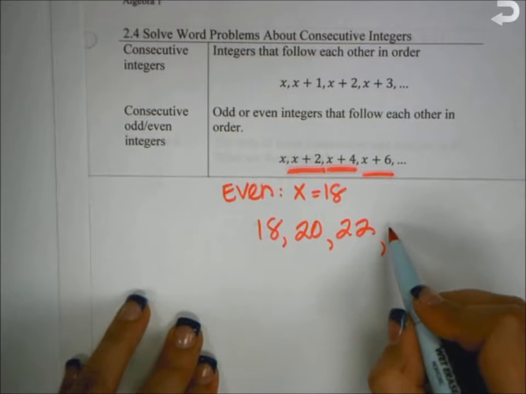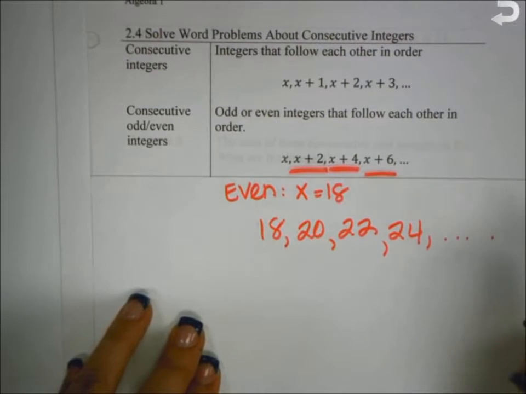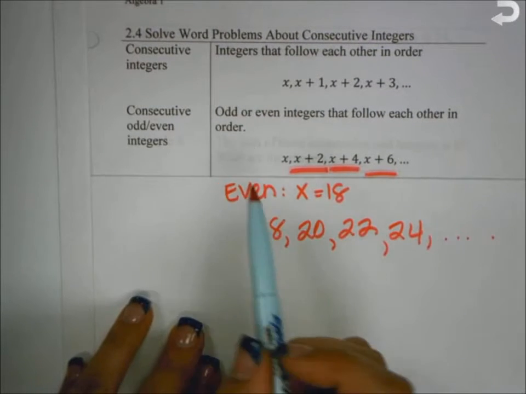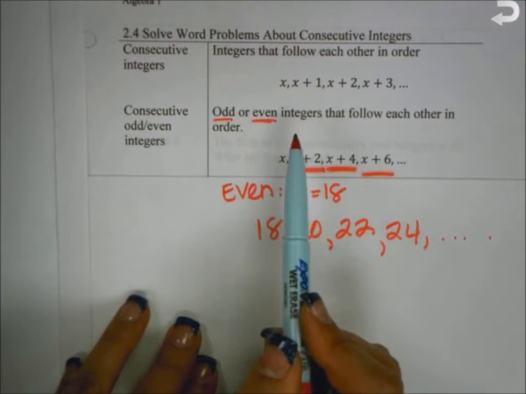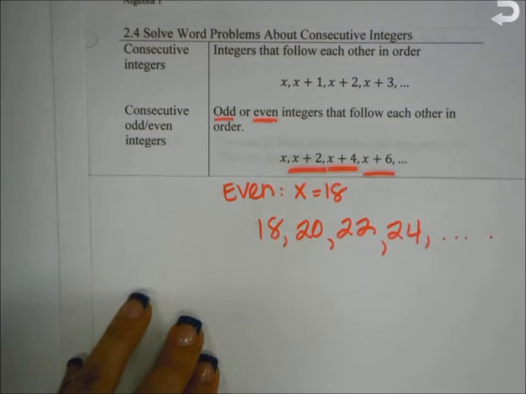24. And it keeps going on and on. So it's the same idea, but when we're talking about odd or even consecutive integers, we're always going to be skipping one, right? If we're in evens, we're always going to be skipping the odd numbers. If we're in odds, we're always going to be skipping the even numbers. Let's try this with odd.